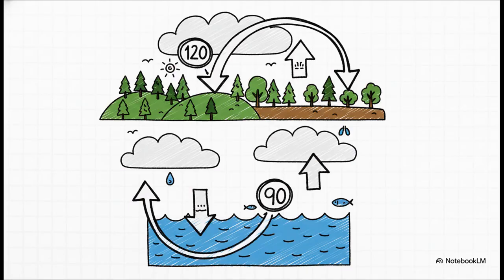And this just shows you the incredible volume of that fast cycle. Every single year, plants pull about 120 gigatons of carbon out of the air. And then, through respiration and decomposition, they release pretty much that same amount right back. The oceans and the atmosphere, they're trading about 90 gigatons back and forth, too. It's this huge, beautifully balanced dance.